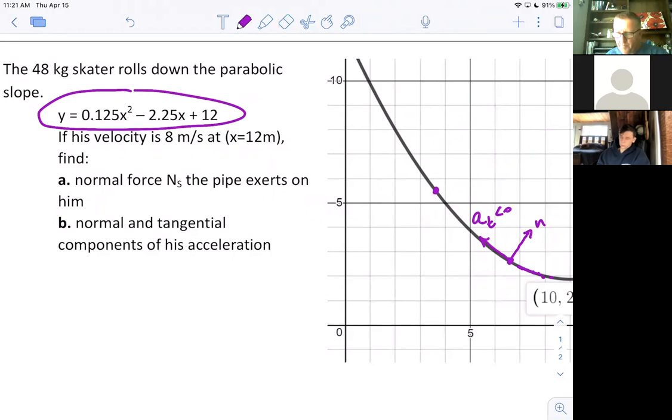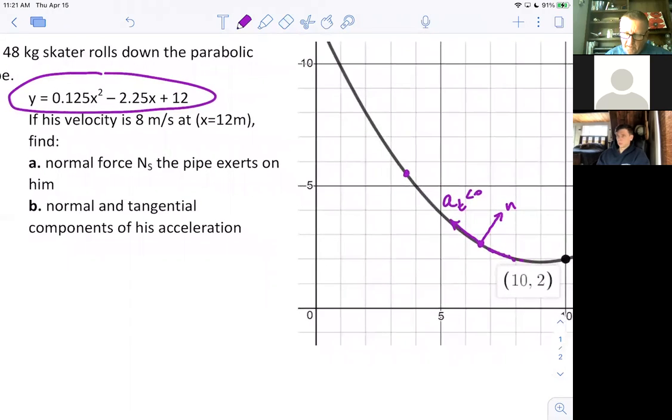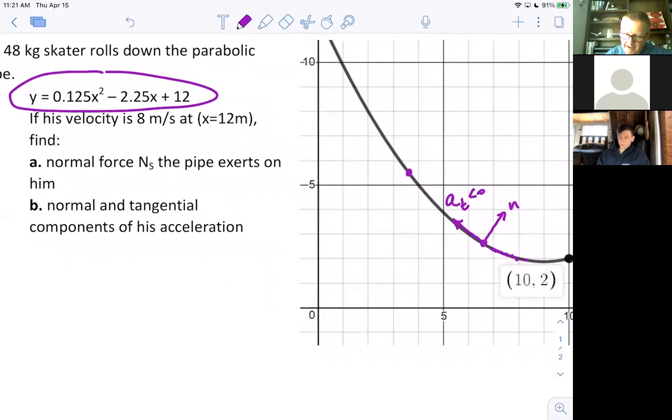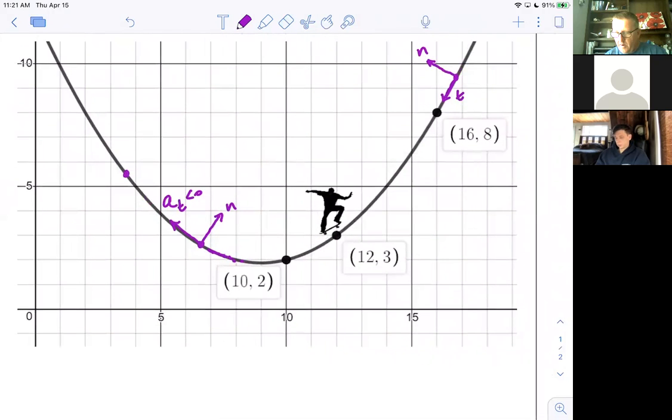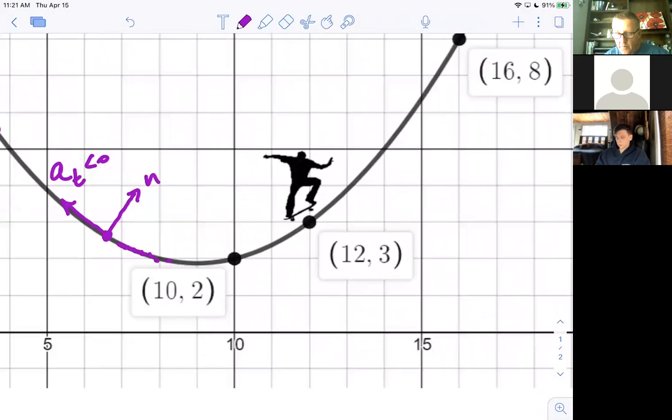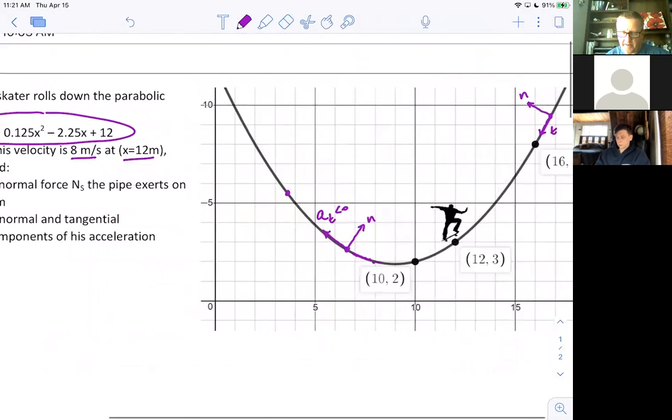A sterile parabola equation. Fine, that's great. And his velocity is 8 meters a second at x equals 12 meters. So that's where we are. We're sitting there at 12 meters. And doesn't that feel very contrived? Like, how do you know it's 8 meters a second? That doesn't make a whole lot of sense.